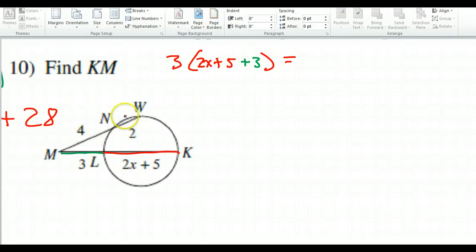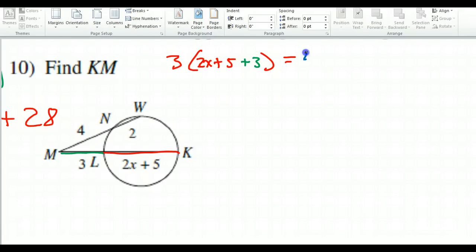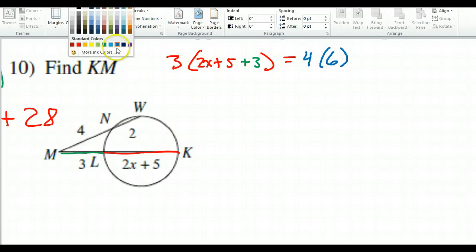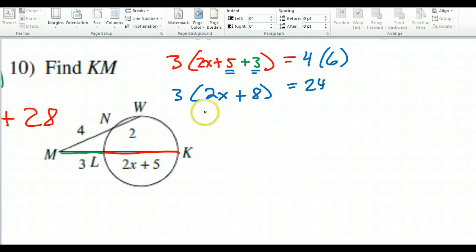Now, for this part, it's much easier. Part times whole. So it's the outer part times the whole. The whole thing is 4 plus 2, so I'm just going to go ahead and put 6. So it's just a matter of solving this. Now, I highly recommend that you always combine like terms when they are together like this inside the parentheses. So I wouldn't distribute too early. So I'm going to have 3 times 2x plus 8 is equal to 24.